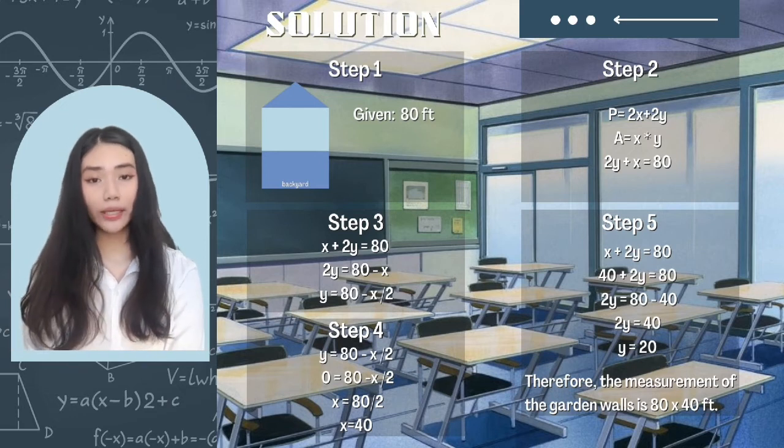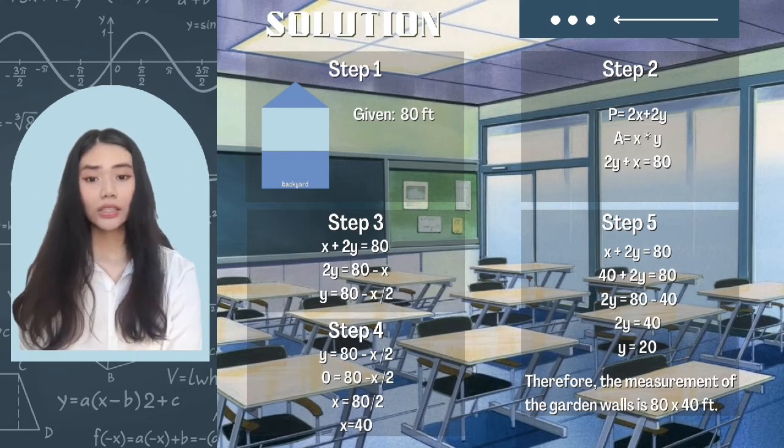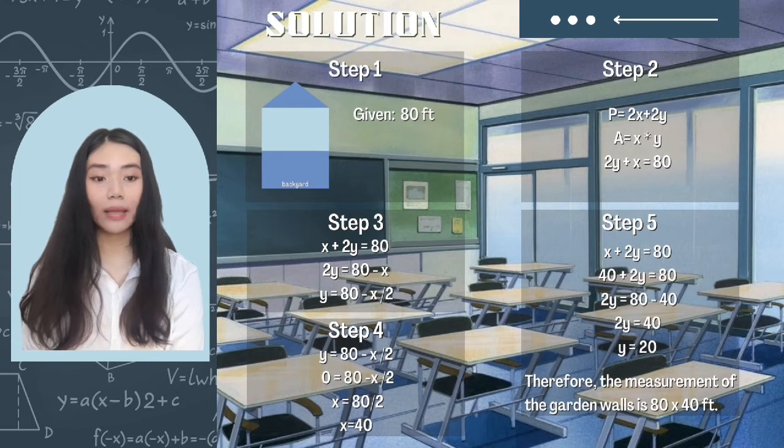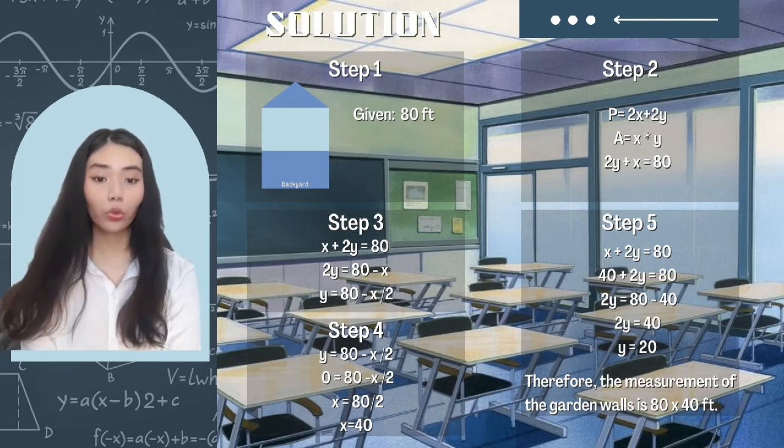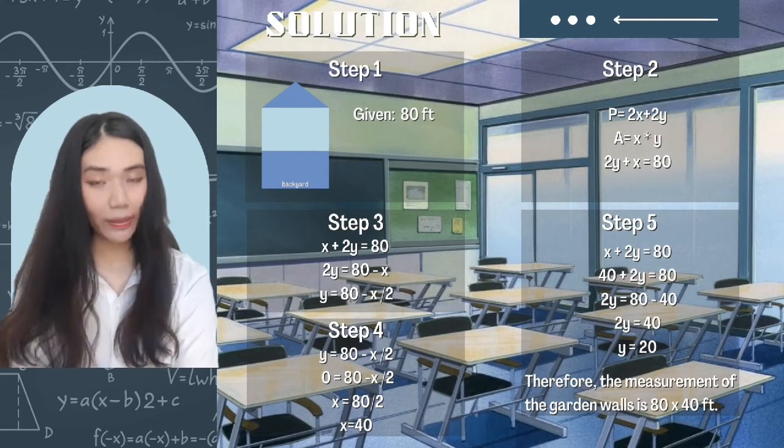Step 3 is now to make the sub-constraints into an objective equation. With the equation x plus 2y is equal to 80, we transpose x to the right and we get 2y is equal to 80 minus x. And we divide the equation by 2 and we get y is equal to 80 minus x over 2. Step 4 is getting the derivative of y is equal to 80 minus x over 2.